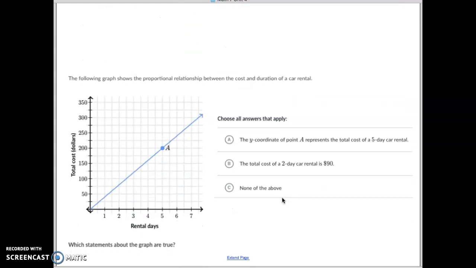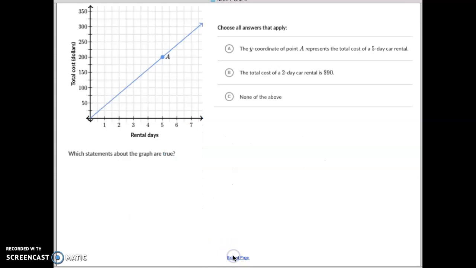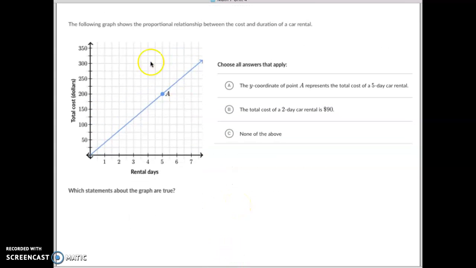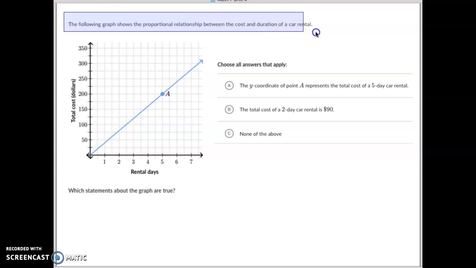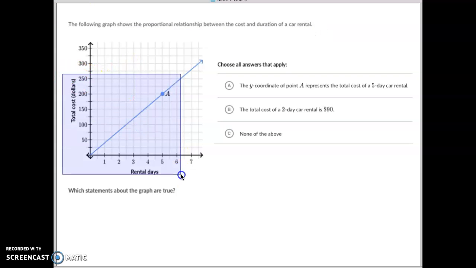Let's do one more. All right, let's extend that page a little bit. All right, this relationship shows the cost between how long you rent a car and how much it costs, okay? And look at this, I have a nice little point right there, point A, which means 5 hours, it costs 200 bucks. Let's see, 200 divided by 5, that means they're charging $40 an hour to rent that car.